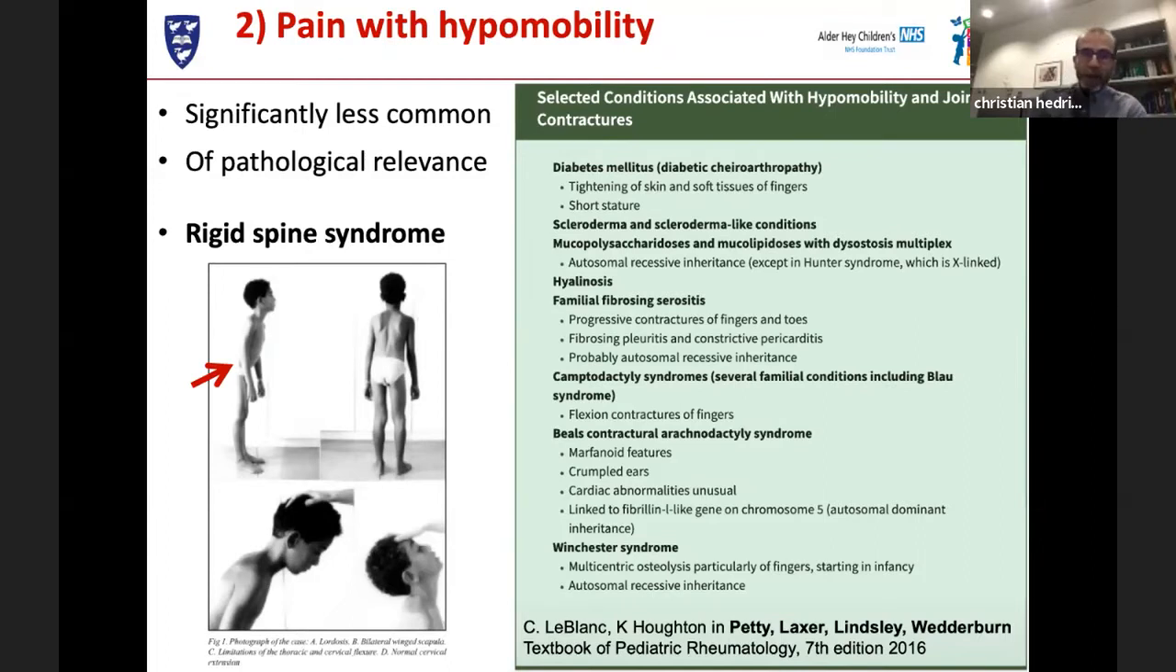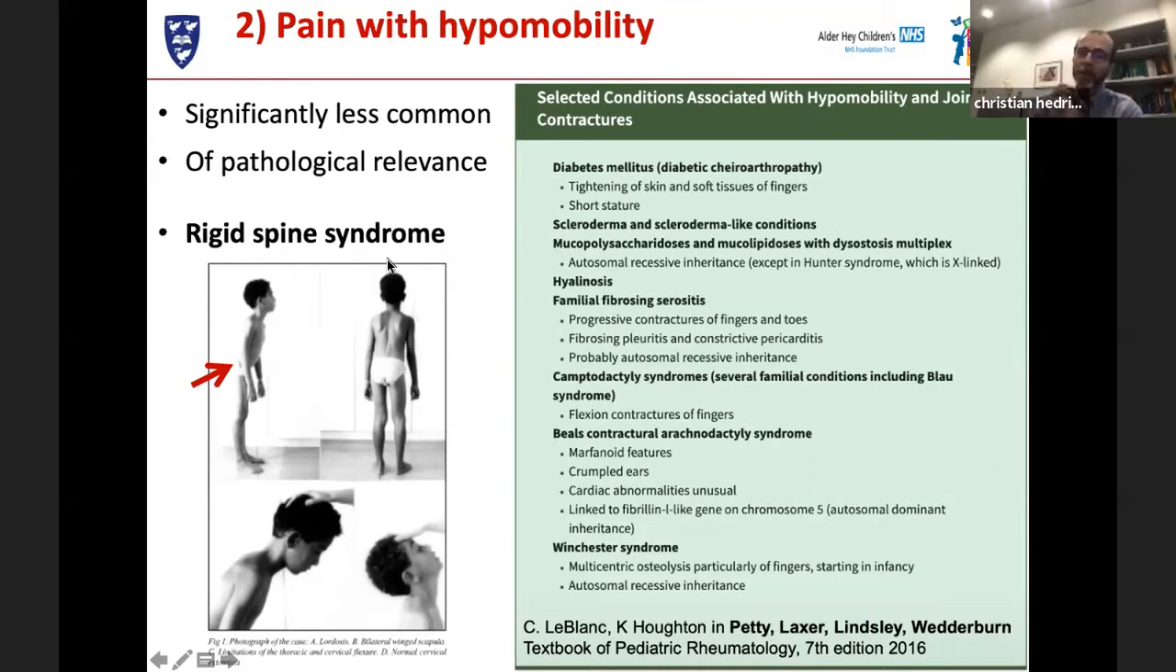In addition to hypermobility, also hypomobility is a concern that we see. It's significantly less common as compared to hypermobility, and it's basically always of pathological relevance. There are also a group of conditions that can actually cause hypomobility of joints and joint contractures, and they can include diabetes mellitus, scleroderma, which is something we are treating in rheumatology as well, mucopolysaccharidosis, and also mucolipidosis, which can look like mucopolysaccharidosis, and I'll get to those a little later when I come to storage diseases, and a number of other conditions, including also what we call rigid spine syndrome.